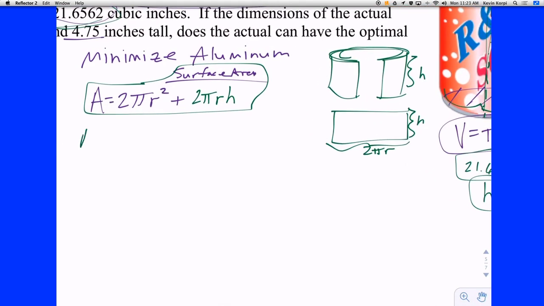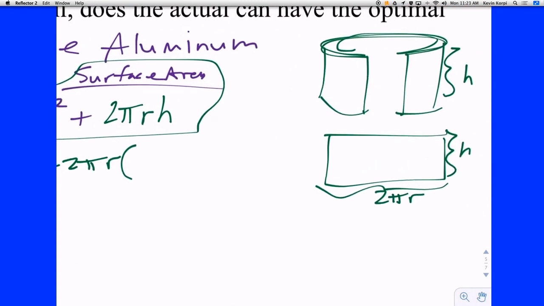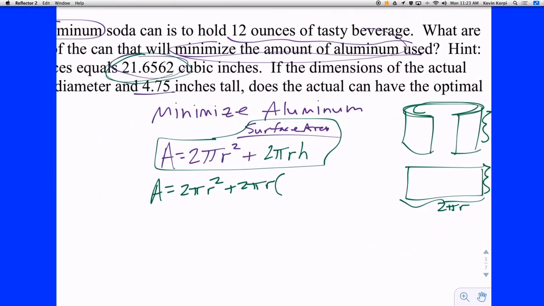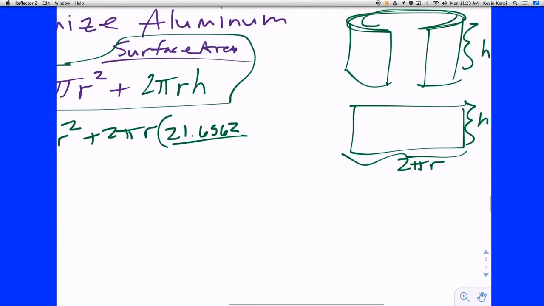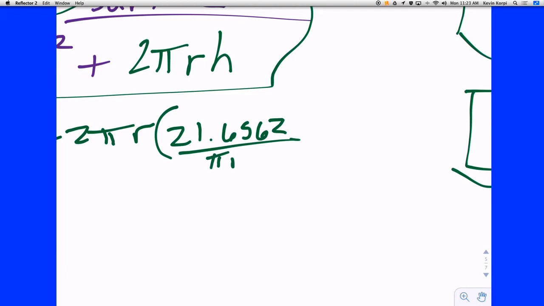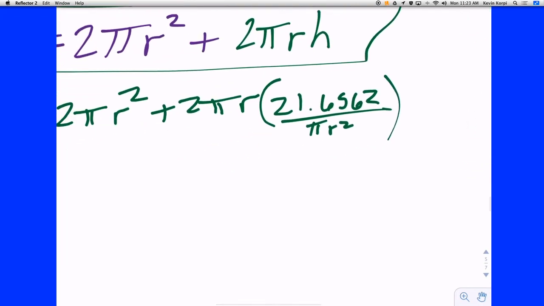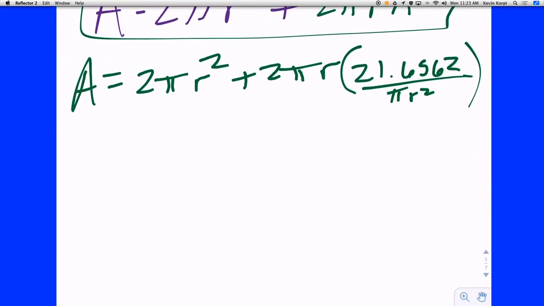So here we go. We got the surface area is 2 pi r squared plus 2 pi r times h, which is 21.6562 divided by pi r squared. Now we could get a reasonable domain for r, but I'm going to go ahead and simplify it a little bit first.